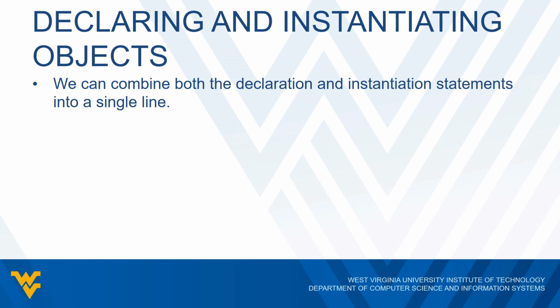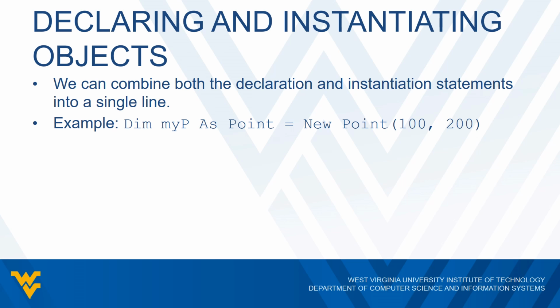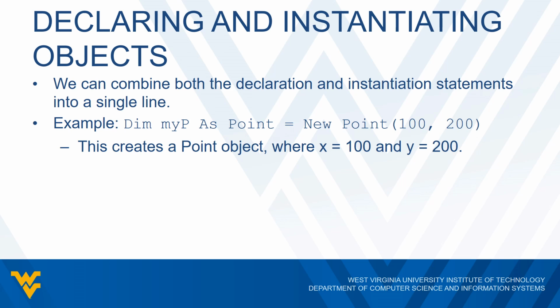So if we use our earlier example of the Point structure and the object myP, we can have this line. Now it's broken up because it's not all in one line, but that's fine. So we would have Dim myP As Point, so that's declaring the object from the Point structure, and then we initialize it to the New Point constructor with the 100 and 200. So this will create a point object.